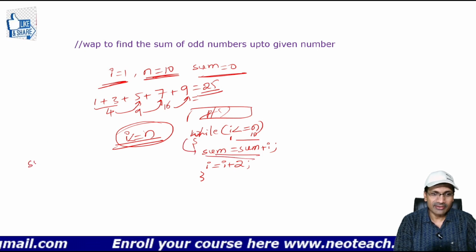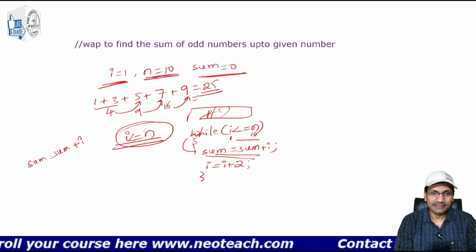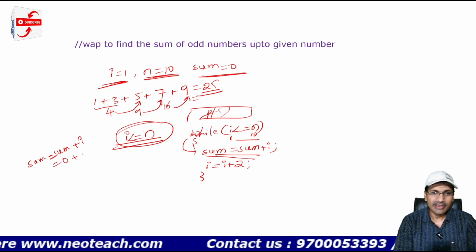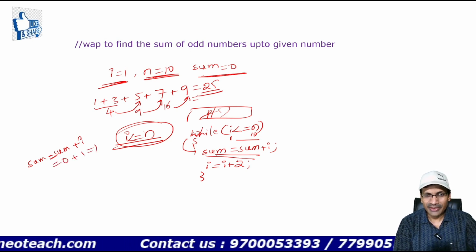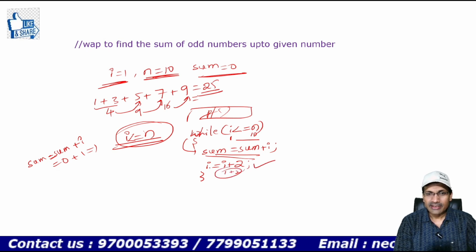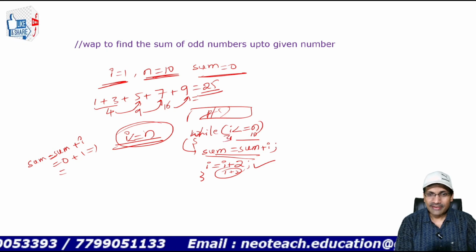What is the sum right now? Sum equals sum plus I. So the initial sum is 0, the I value is 1, so totally 1, right? Now the I value is 1 plus 2, it becomes 3. The 3 is going to check the condition, right? So now again it's true.